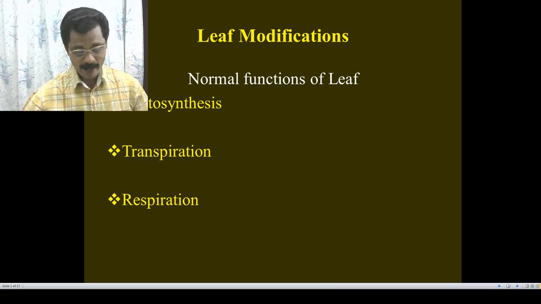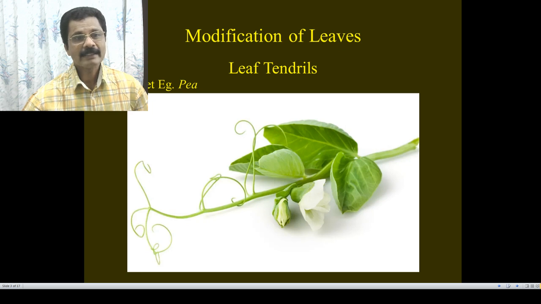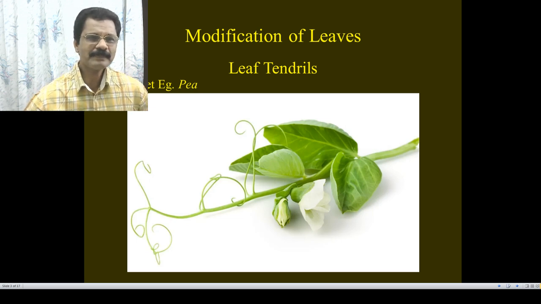We can see one by one. Leaves are modified into tendril. In some weak-stemmed plants, the leaves are modified into slender, wiry, coiled structures called tendrils. They help the plant to climb on the support. As in the case of a pea, the leaflets are modified into tendril for climbing support.